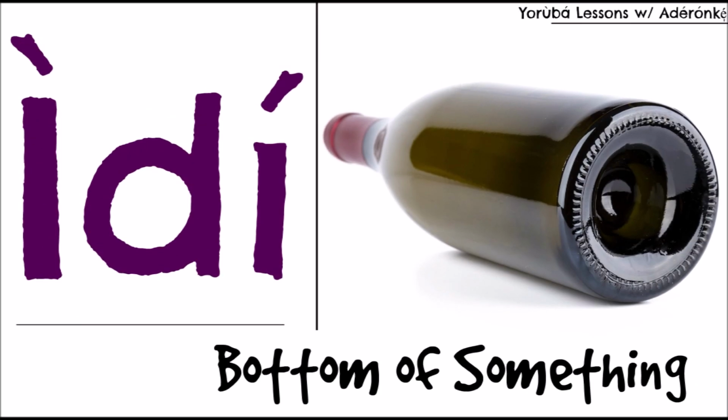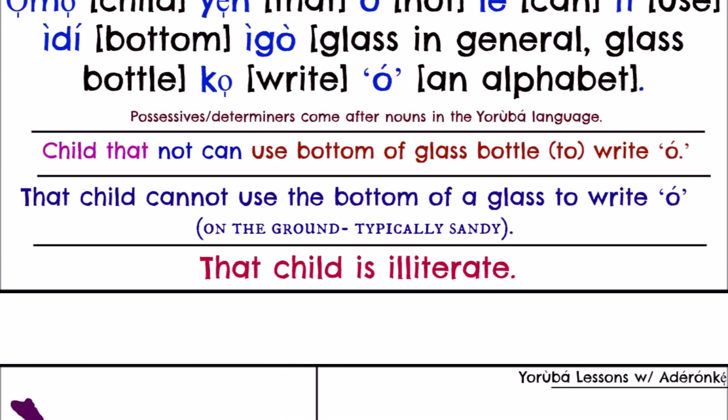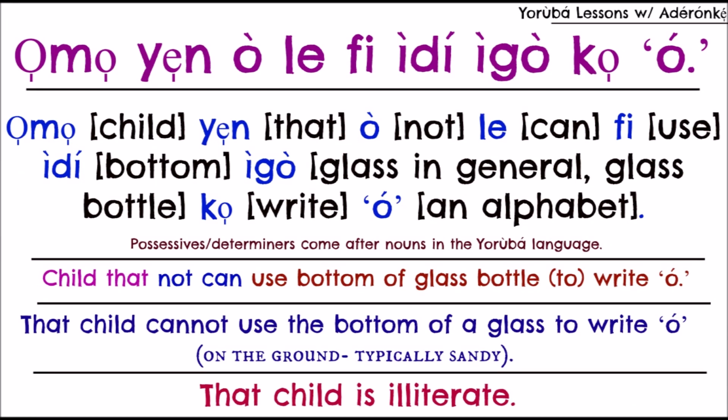Ìdí is the bottom of something. Pay attention to the bottom of this bottle for the next example that I'm going to give. And it's as follows. Ọmọ yẹn ò lè fi ìdí ìgò kọ́ ó.